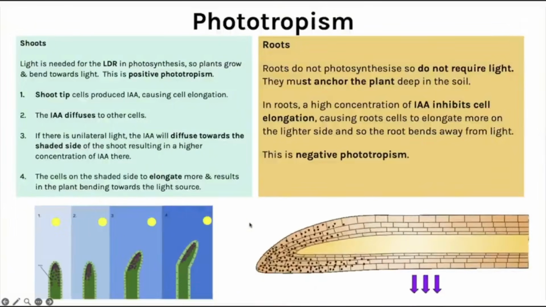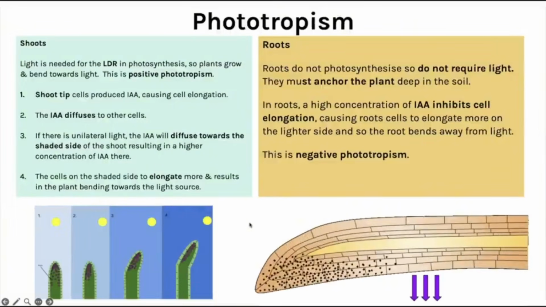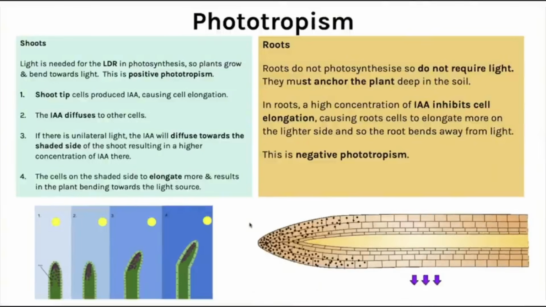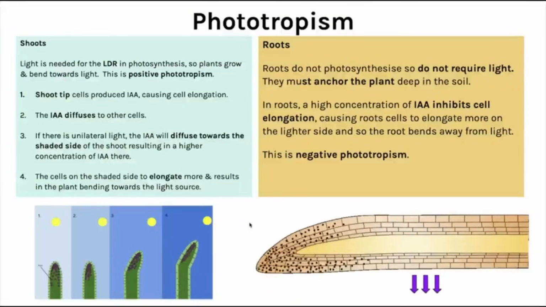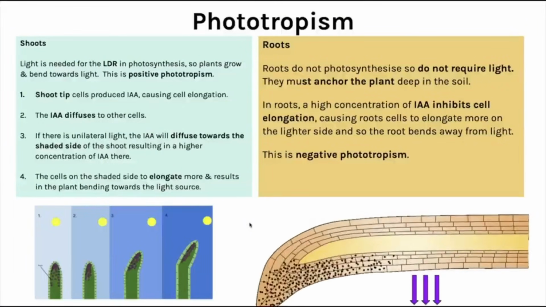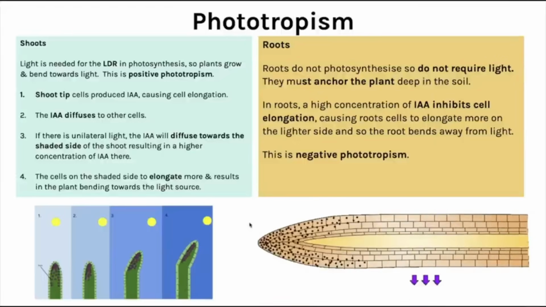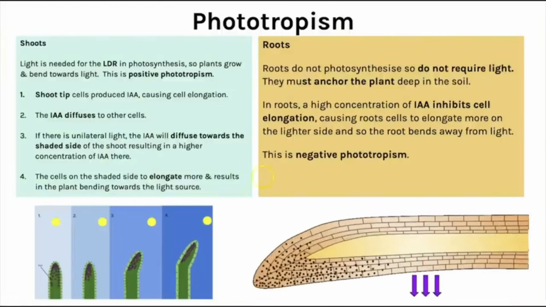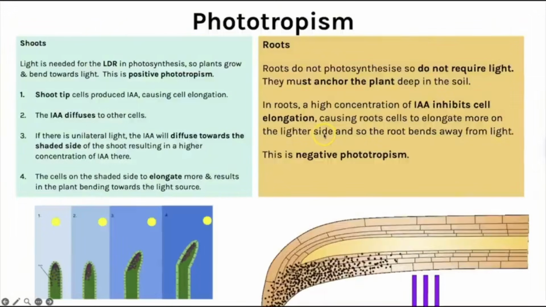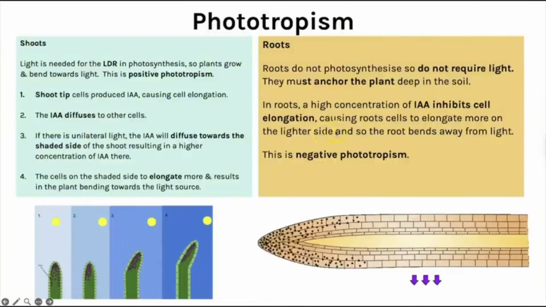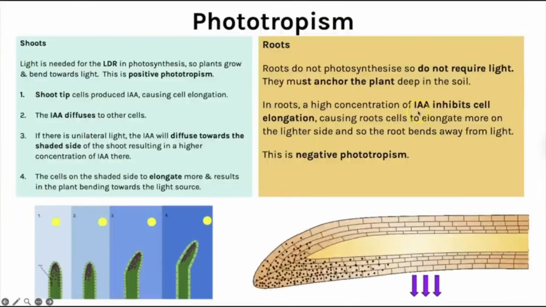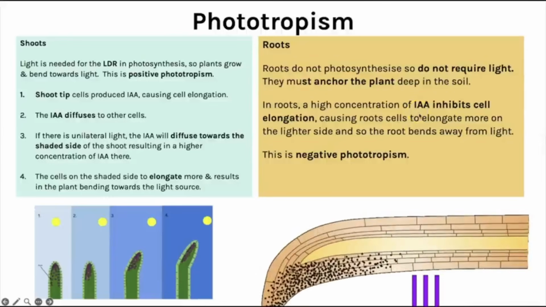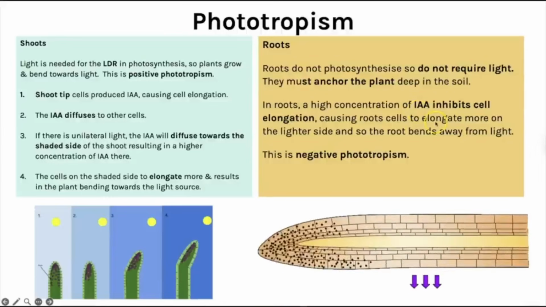In the roots, they don't photosynthesize. They don't have chloroplasts and chlorophyll, so they don't require light energy. So there's no advantage of growing towards the light source. And instead, there's actually an advantage to grow away, because that means the roots are anchoring the plant deeper into the soil. And in the roots, if cells are exposed to a high concentration of IAA, that inhibits cell elongation.